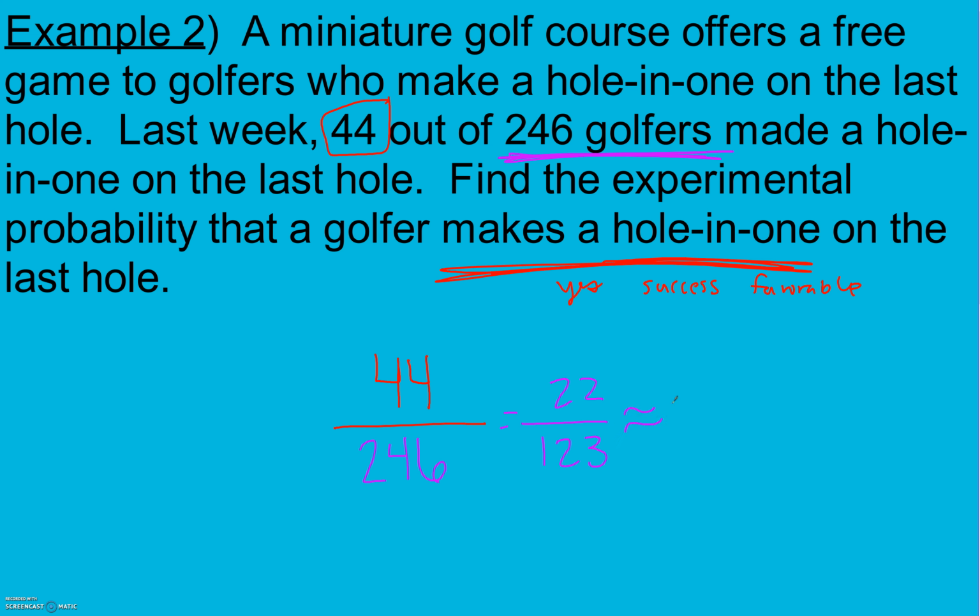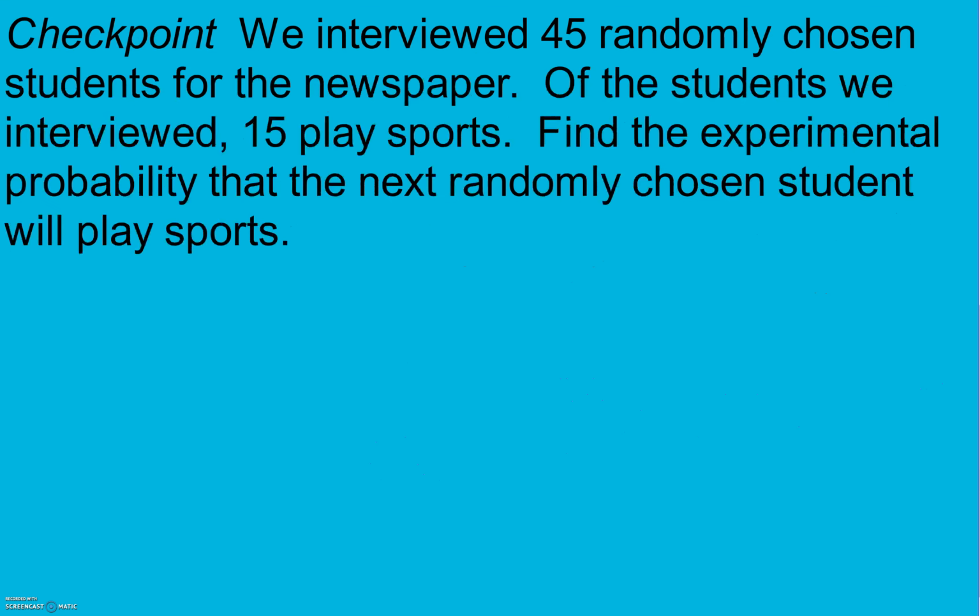So if we divide there, our decimal is approximately 0.17886, so 0.179. We can also write that as a percent as 17.9%. So what is the probability that a golfer makes a hole in one on the last hole? 17.9%, which is a little bit easier to think about than 22 over 123. They mean the same thing, but a little bit easier to wrap your mind around.